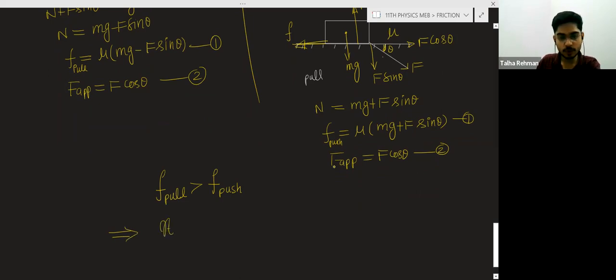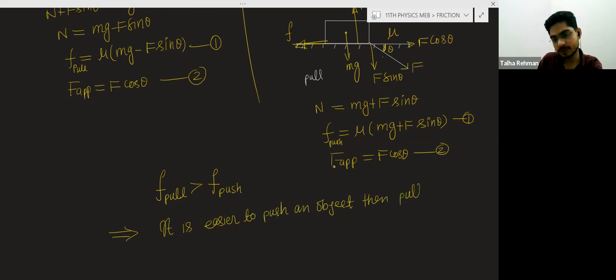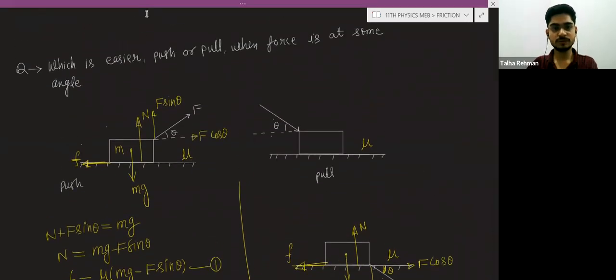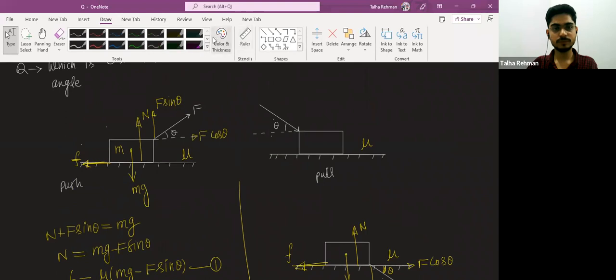you can say it is easier to push an object than pulling it. For the same applied force, again and again I say. Write down. So this we have to prove mathematically.